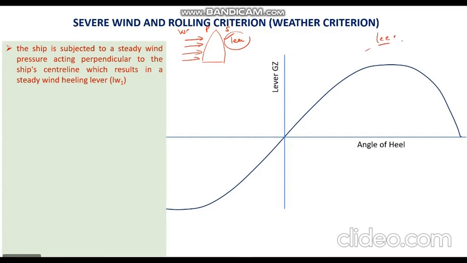Now the ship is subjected to a steady wind pressure. What will the wind do? It will act on the windage area of the ship and it will cause a wind heeling moment. Yes or no, beta? Correct? Yes. And this wind heeling moment will have a lever.